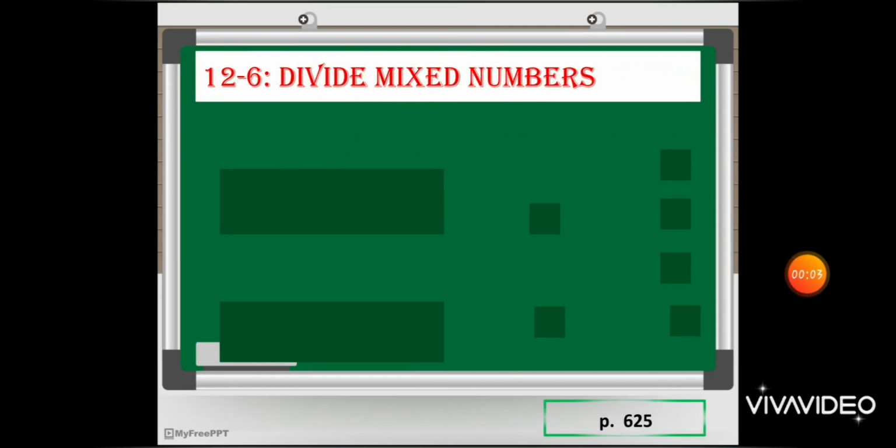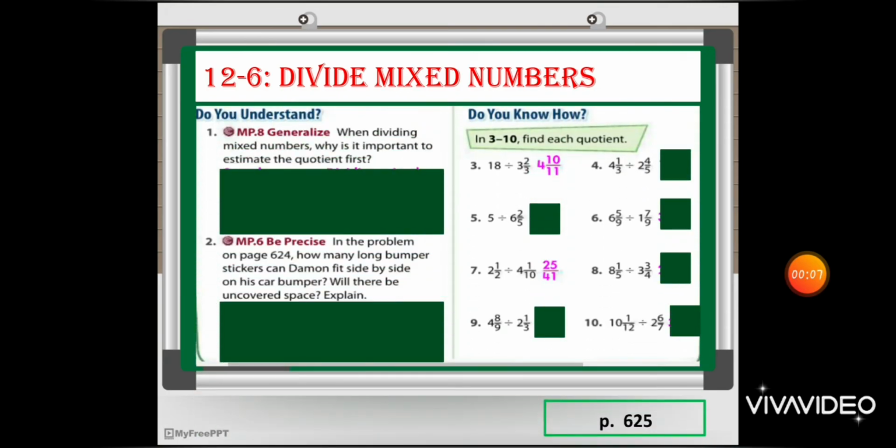Now, turn your book to page 625. So we have 2 questions here to be elaborated. Number 1: when dividing mixed numbers, why is it important to estimate the quotient first? It was shown to you in the video, right? What do you think is the importance of estimation?